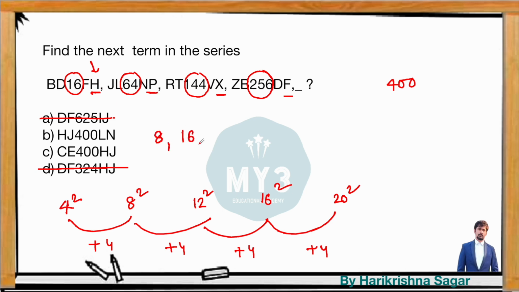P is the 16th alphabet. X position is 24. F position is 6. So if you observe the difference, there is a difference of 8 here. There is a difference of 16 to 24, again 8 difference. 24 to 6, again 8 difference, because till 26 it is 2, and again 6. So 2 plus 6 is 8. So the next difference is also 8.